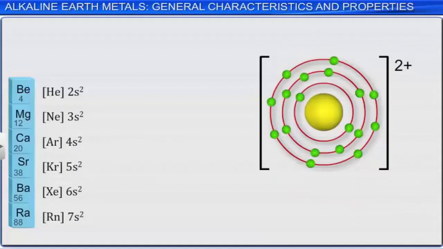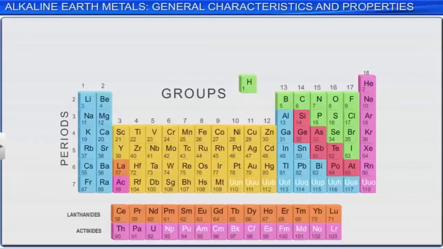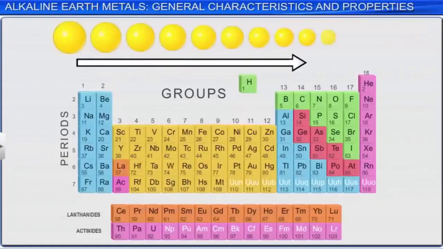Let's go on and review the periodic trends as they relate to the alkaline earth metals. In general, atomic radius decreases from left to right in a period. Moving from left to right, outermost electrons enter into the same electronic shell. Therefore, size does not increase. Moreover, the outermost shell is held more tightly by the increasing nuclear charge.